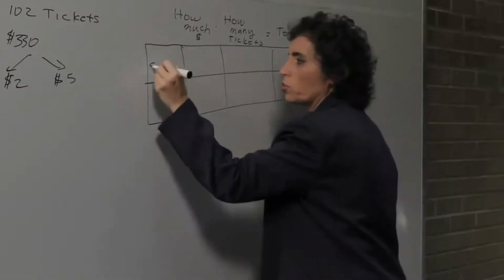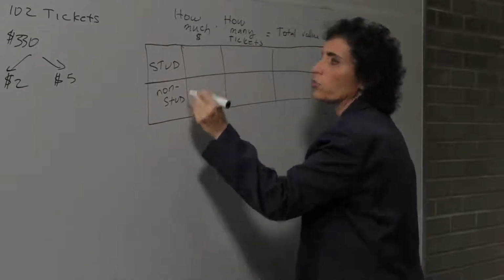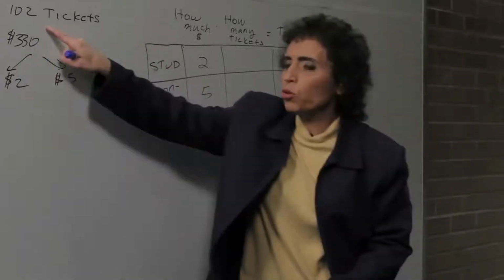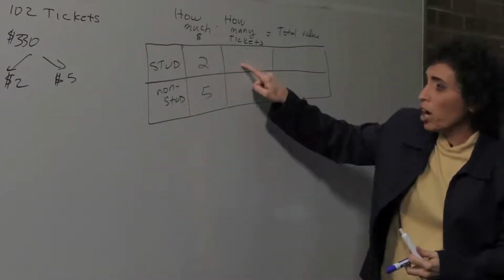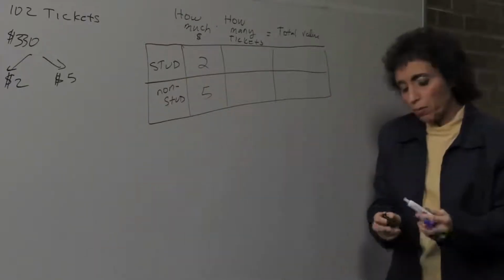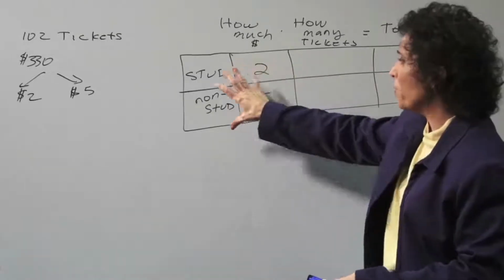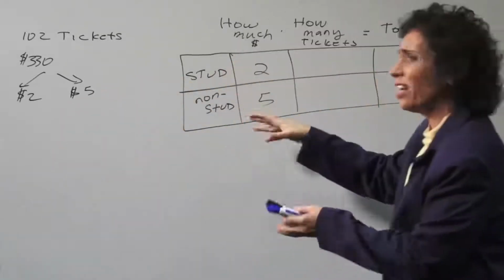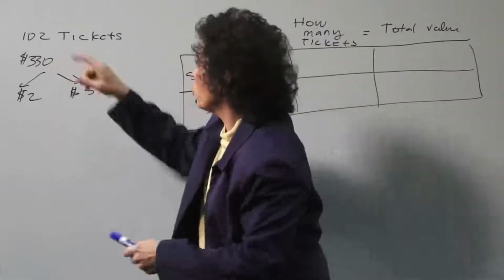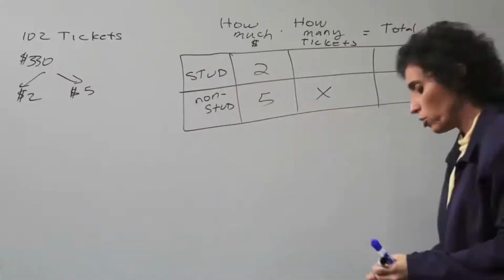We got student tickets and non-student tickets. We know student tickets are $2, non-student tickets are $5. Now, we know we got 102 tickets sold all together. We can't put 102 here because that would mean 102 student tickets. So that brings up a problem. Do we know anything about the number of student tickets or the number of non-student tickets? No, it just told us cumulatively there was 102 tickets. So we don't know anything about either one, so somebody's got to be x. It doesn't matter who's x. But now here's the deal.